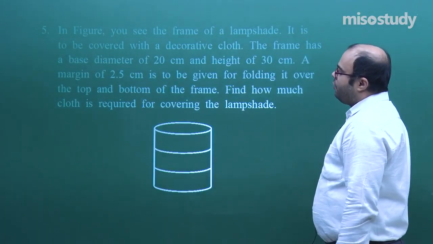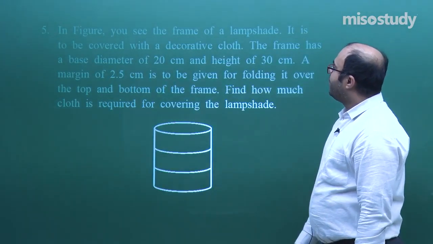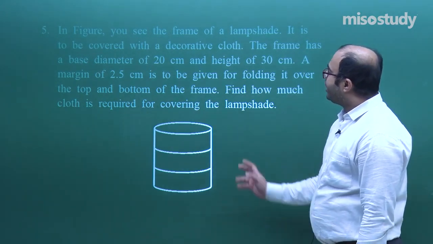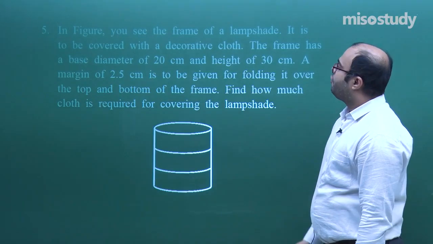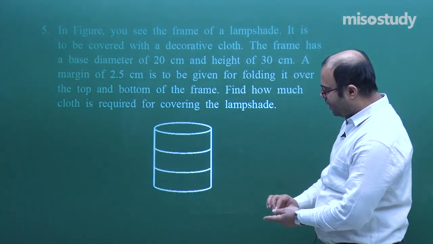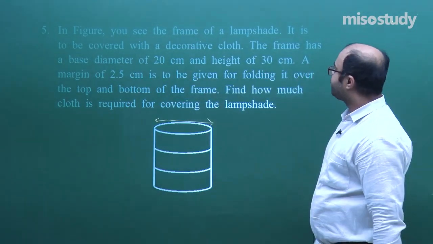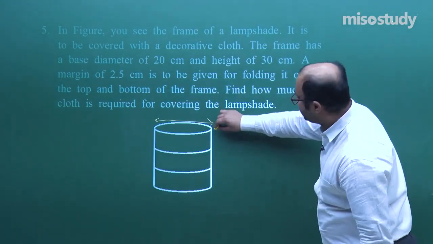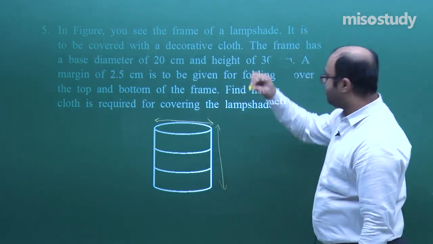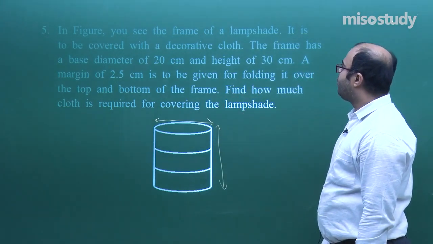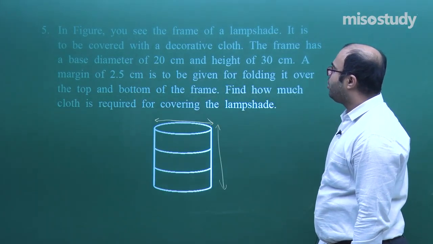In question number 5, in this figure, you see the frame of a lampshade. So this is a lampshade. It is to be covered with a decorative cloth all around it. The frame has a base diameter of 20 centimeter. So it has a diameter of 20 centimeter, and a height of 30 centimeter. A margin of 2.5 centimeter is to be given for folding it over the top and bottom of the frame.